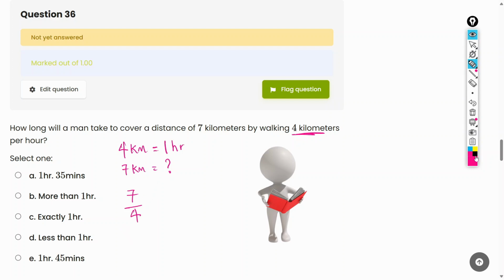Now, let's divide. 4 into 4 is 1. 4 into 7 is 1 remainder 3. Since there's nothing here to carry over, we put a decimal point here and on top, and then we write down 3. Because there was nothing to carry over 3 to, we include a 0. So 30. 4 into 30 is 7. Remainder 2. We include a 0. 4 into 20 is 5. So that's 1.75 hours.